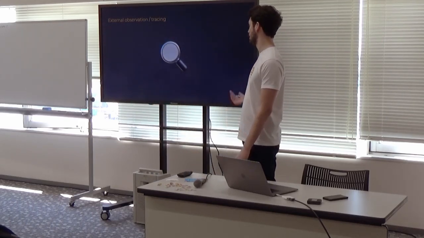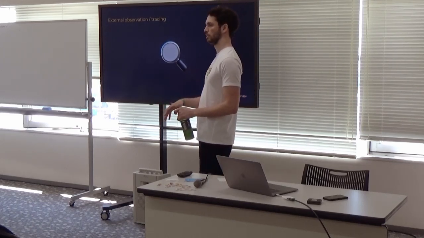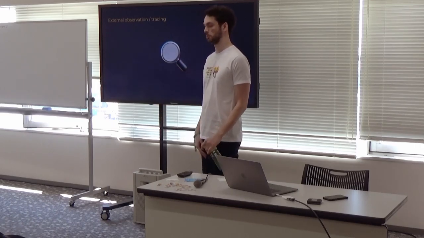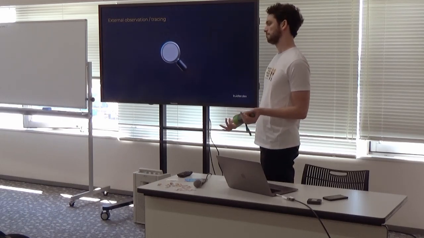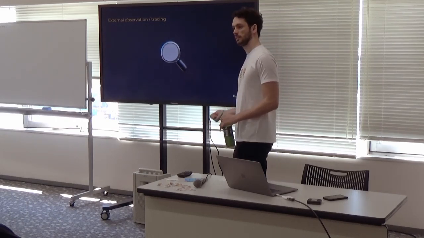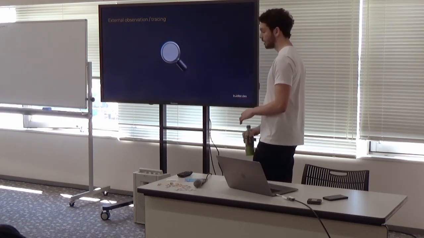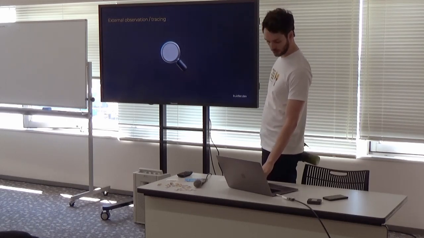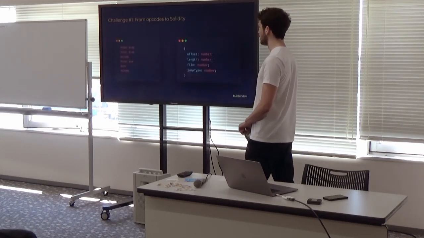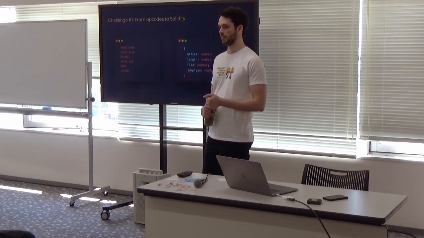Your only hope is to be an external observer of the EVM and somehow map the EVM execution into the Solidity sources. And what does this mean? That you execute your contracts and trace the EVM trace. In this case, it is just a list of opcodes that were executed, and then you have to do lots and lots of things to reconstruct the Solidity semantics. So, our first challenge was how to get from opcodes to Solidity.